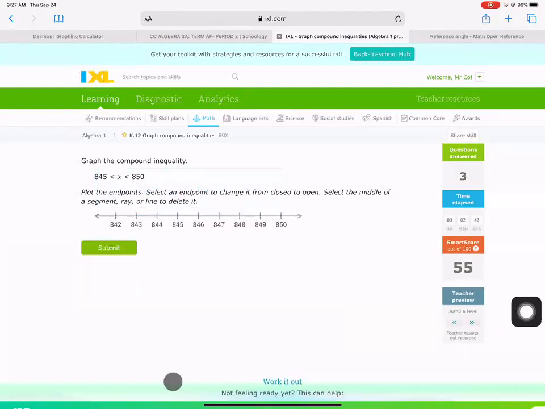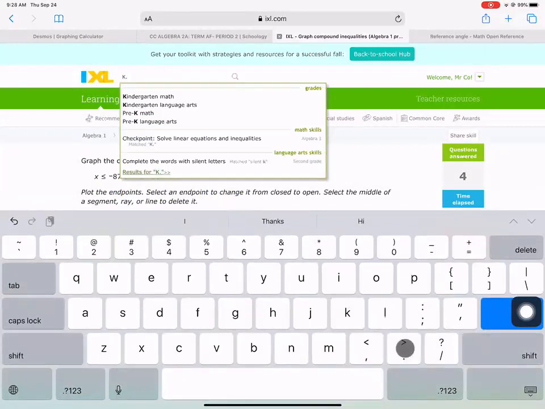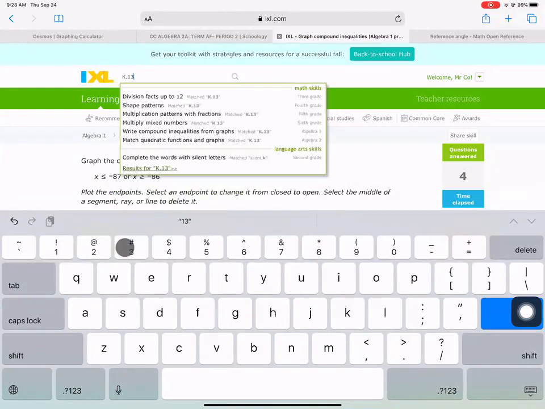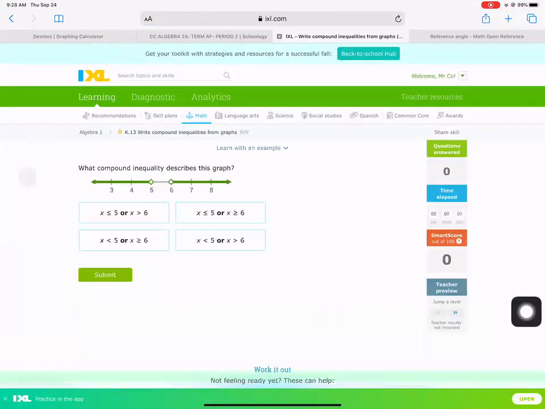And this last one I have to do, this is a huge number, 850 and 845. Now, if I submit it right now, it's going to be wrong, because I'm rushing it because of the inequalities. So tap those inequalities. So K.2, no, K.13. Let's see what that looks like. K.13, they're going to ask you now to write the inequality.